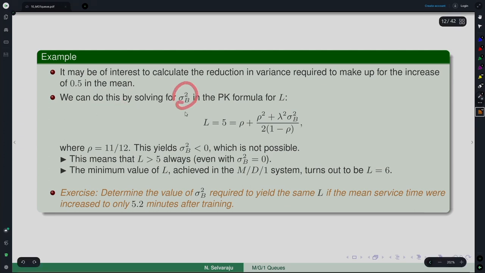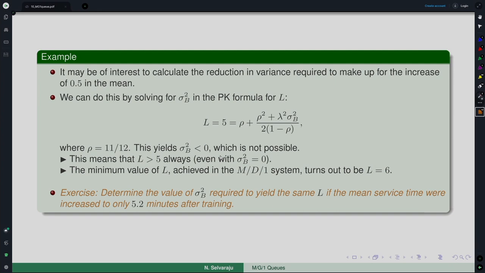One can do this by solving for sigma b square from the PK formula, right. This was the L, rho becomes then 11 by 12. So, substitute: lambda is known, rho is known, everything is known. You want to achieve L as 5. So, what is the sigma b square? This would yield that this is less than 0, which is not possible.